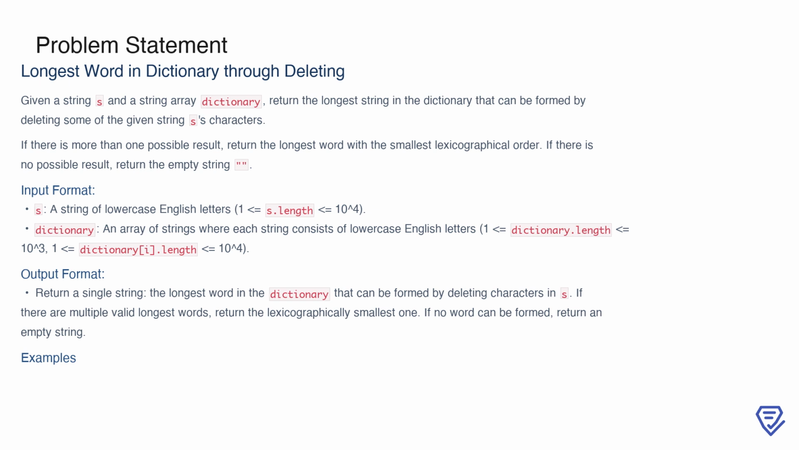Let's also keep in mind the constraints. S can be up to 10,000 characters long, while the dictionary can contain up to 1,000 words, each up to 10,000 characters in length. This means the solution must handle large inputs efficiently.